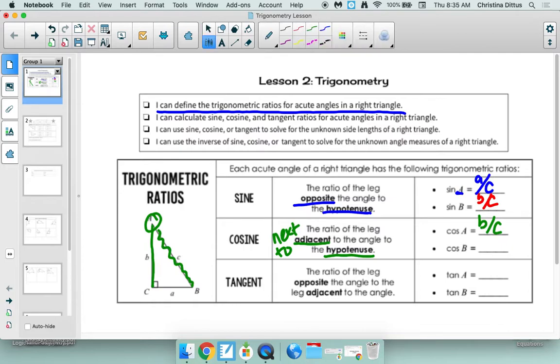If I'm looking from B's point of view, I still have C as my hypotenuse, but what side's next to it that's not the hypotenuse? A. So this is my adjacent side, and this is my hypotenuse. So to find the cosine of B, we have that little a over the hypotenuse C.